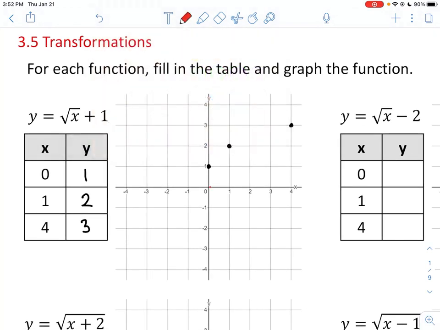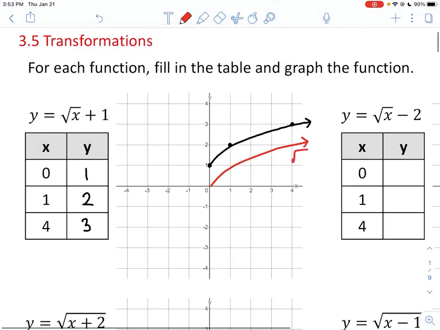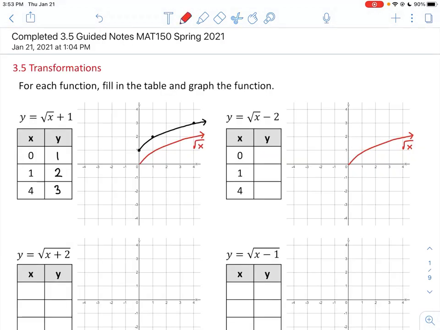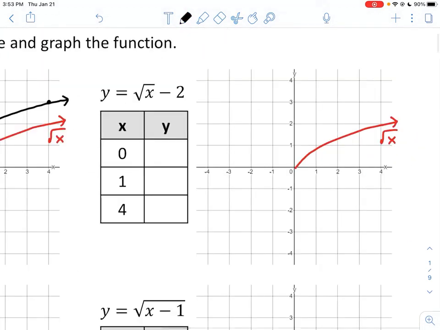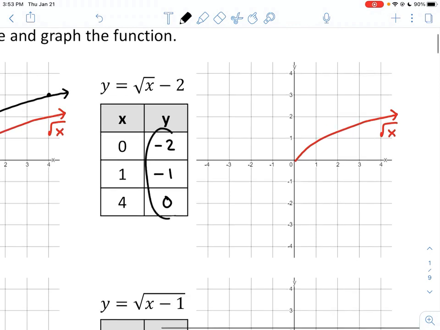And I'm going to put the parent in here. And now we have a graph that is 1 unit higher. Everything's been shifted up 1 unit. It's going to be a good idea to keep track of the parent for each of these. Now when I do square root of x minus 2, plug in 0, we'll get minus 2. Plug in 1, we'll wind up with minus 1. Plug in 4, we'll wind up with 0. These y coordinates are all 2 less than they would be without this minus 2 here. So the net effect is that we have a shift down 2 units.